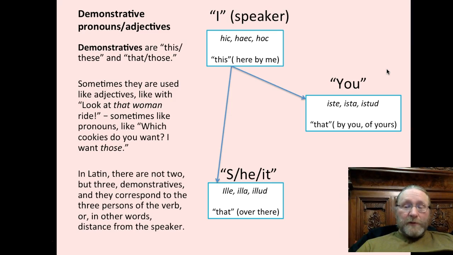So hic, haec, hoc, this near to me, iste, ista, istud, that thing of yours over by you, and then ille, illa, illud, which corresponds to third person, and it means that thing over there, apart, not by me, not by you, but over there. And in distance, this can also mean something good. It's like that famous or that spectacular, as in, look at that. So, whereas iste, ista, istud is a that places the object kind of on the ground, on our level, right by you, ille, illa, illud can be a demonstrative that places the object kind of on a pedestal for us to look at and admire.